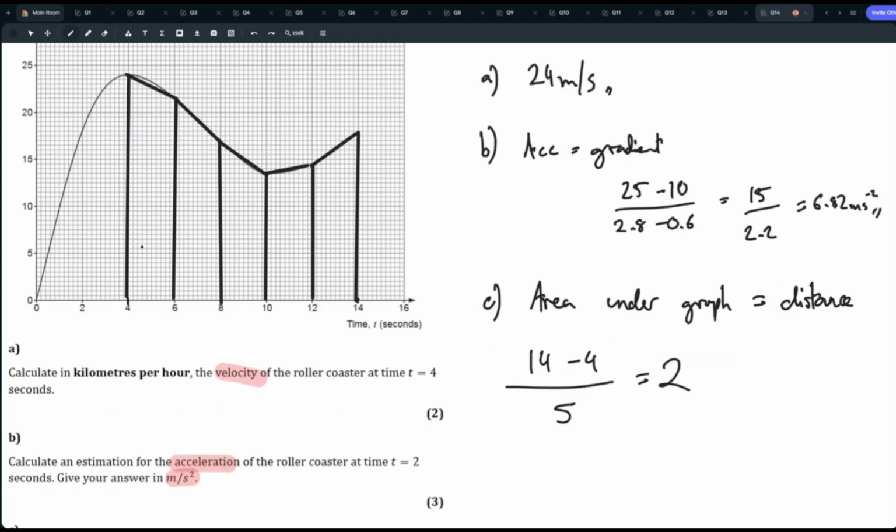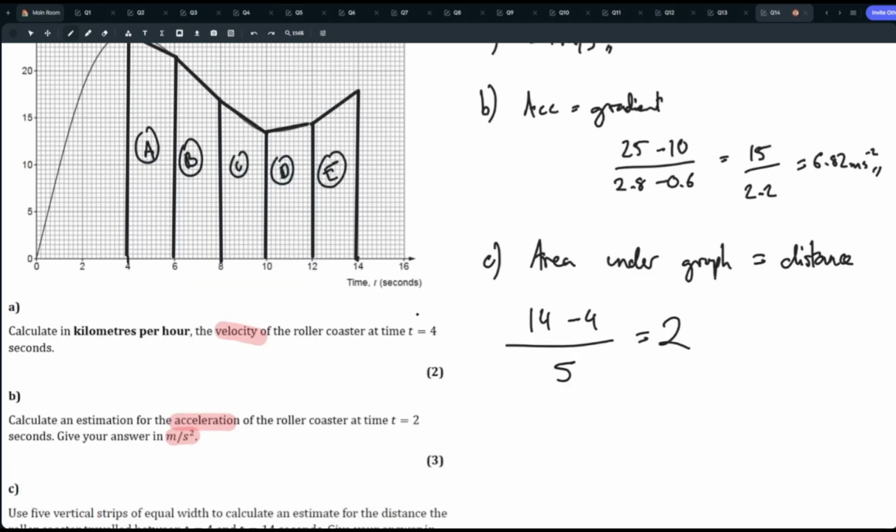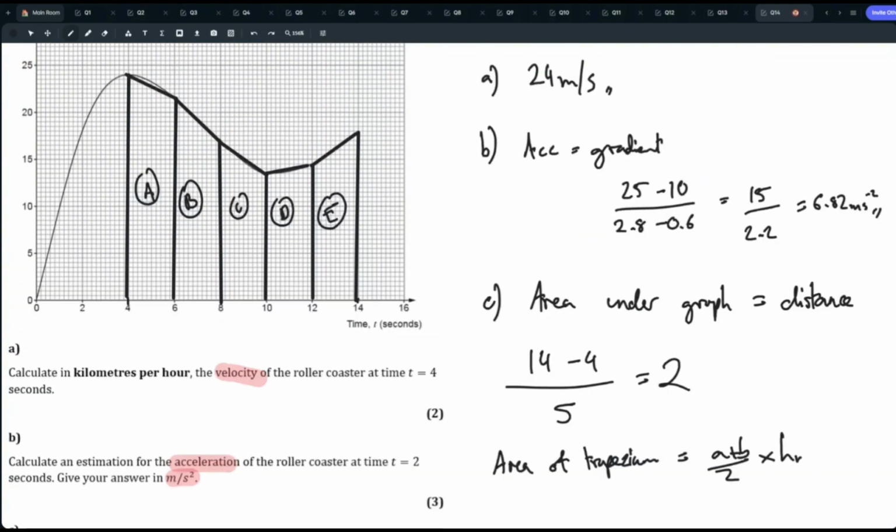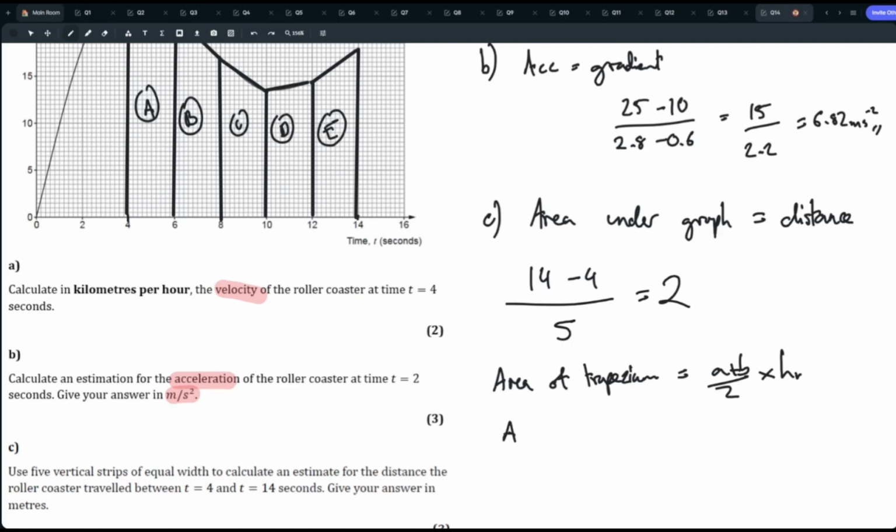Okay, so we want to work out A, B, C, D, and E. So remember, these shapes are trapeziums. Now the area of a trapezium is (a plus b) divided by 2, times the vertical height. It does give you that in the formula book at the start of the paper. Now I'm just going to work these out, but I'm not going to go through all of them because it'll just take too much time at this point.